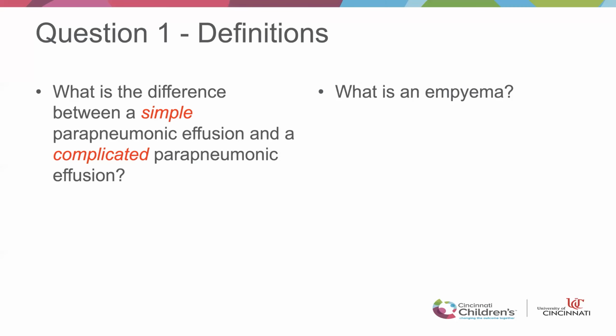So first, we should review some terminology. There are subtle yet important differences in terms surrounding lung pathology. Simple just means fluid. Complicated means it needs an intervention, so some kind of chest tube or thoracentesis or any kind of intervention puts you into a complicated parapneumonic effusion.